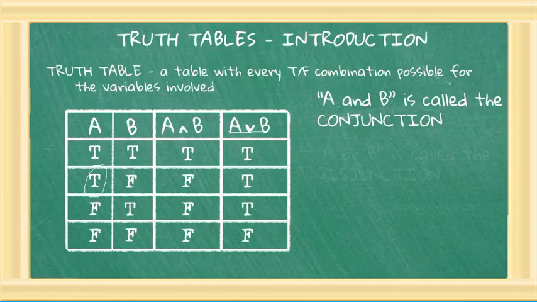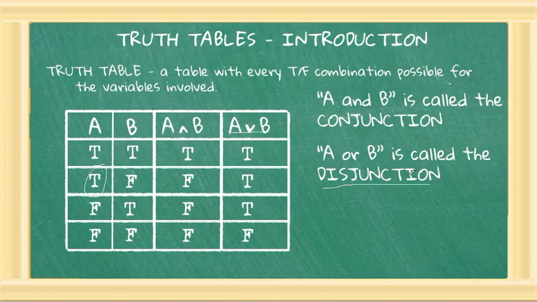So then, the or statement is also known as the disjunction of A and B. Okay, so there's our introduction to truth tables. We'll look a lot more in depth coming up.